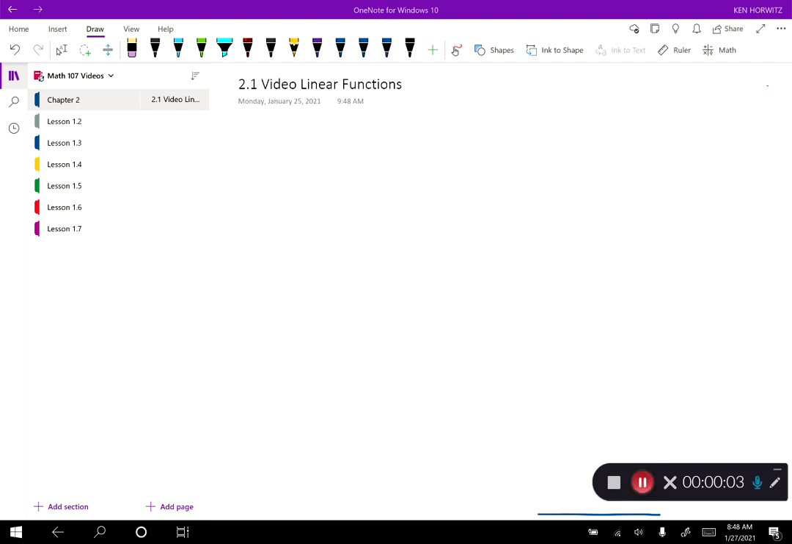Welcome back, everybody. Today we're in section 2.1 talking about linear functions. Before we can talk about linear functions, we need to have a little bit of a discussion about slope. While many of you may have heard of slope before, people often call the slope the rise over the run.